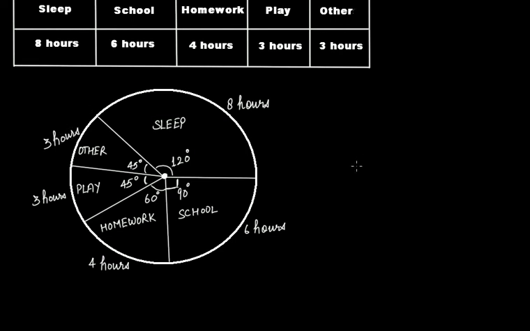Okay, now if you want to cross check it, add up all these angles. 120 plus 90 is 210, plus 60 is 270, plus 45 plus 45 means 90. So 270 plus 90 is 360 degrees. It means that yes, the angles are correct. Now add these hours. 8 hours plus 6 hours is 14 hours, plus 4 is 18 hours, plus 3 is 21 hours, plus 3 is 24 hours. Even this one is also correct. So this is a way to make a pie chart or a circle graph for the information that we have here.